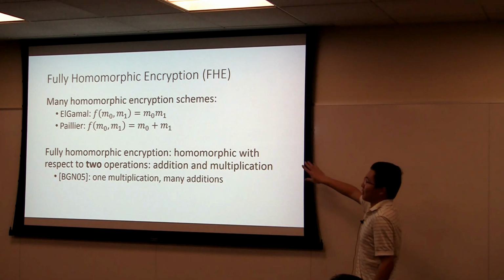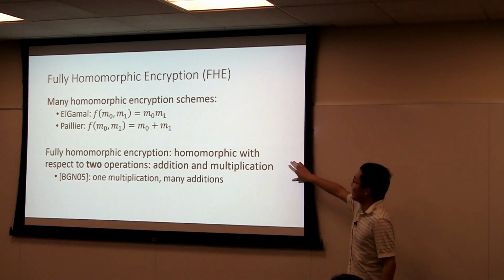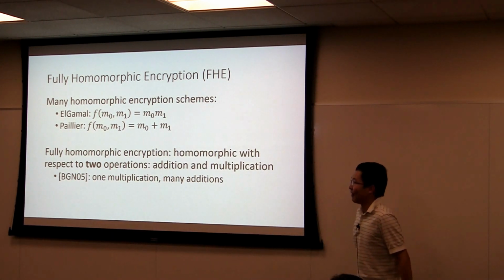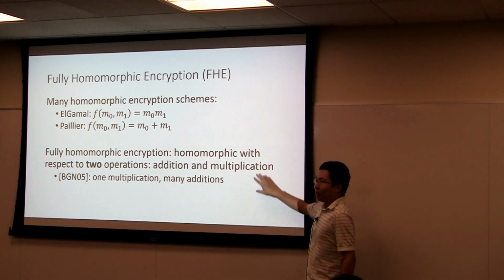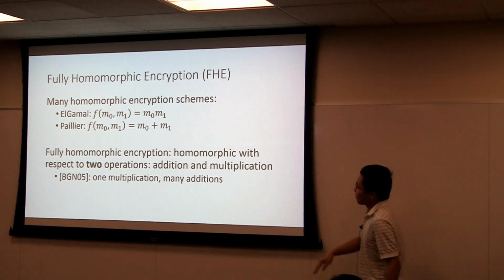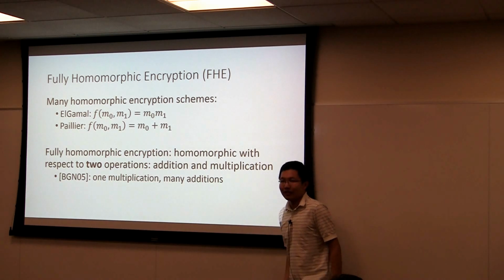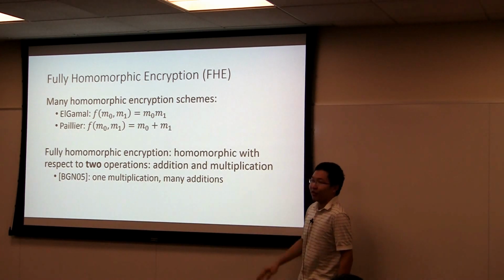So this was an open problem. It was actually proposed in 1978, right after RSA came out. And for more than 30 years, this remained an open problem in crypto. So the first progress that we made was in 2005 with the BGN crypto system.